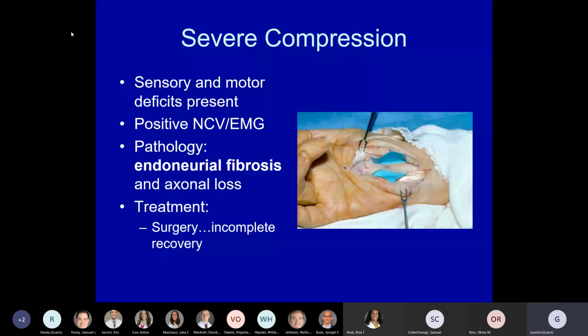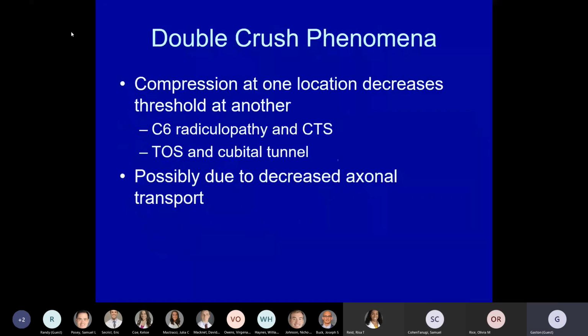Double crush means the same nerve is being hit at two different places. Classic ones include carpal tunnel and a C6 radiculopathy, or cubital tunnel and thoracic outlet. Think about those as both lower, kind of C8-T1. The proposed mechanism of double crush is decreased axonal transport.